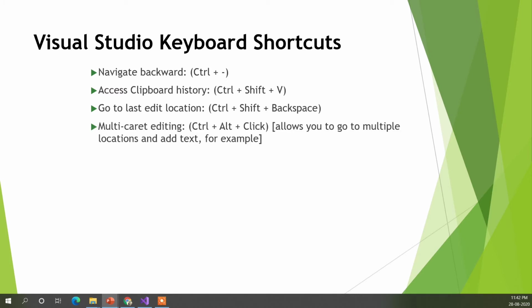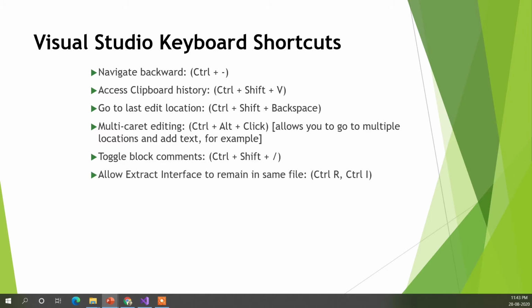Otherwise, multi-caret editing will allow you to add lines in multiple locations. Then toggle block comments: we can toggle comments using Control K C and Control K U, which is line based toggling of comments, but with this we can use block comment. You can select the region and add the whole block into a block comment. Also extract interface: we can use this shortcut to extract the interface from the class and save it to another file.